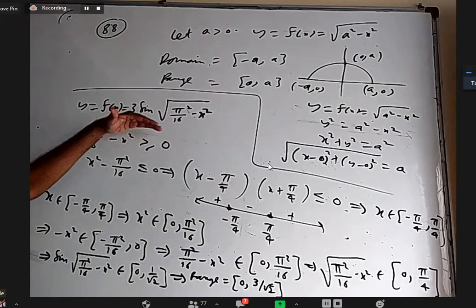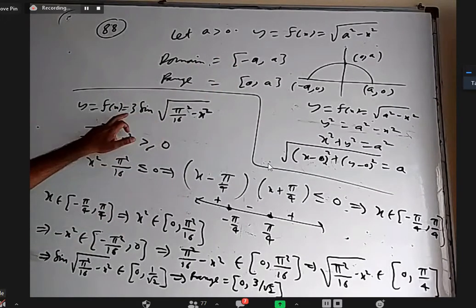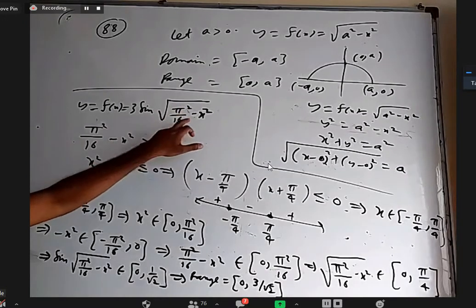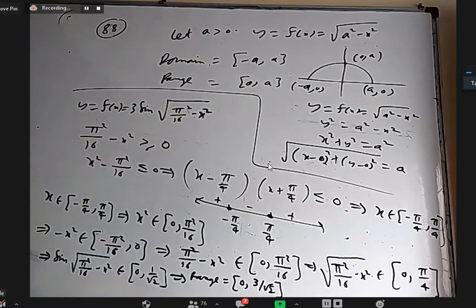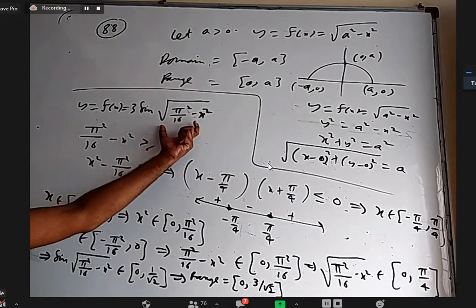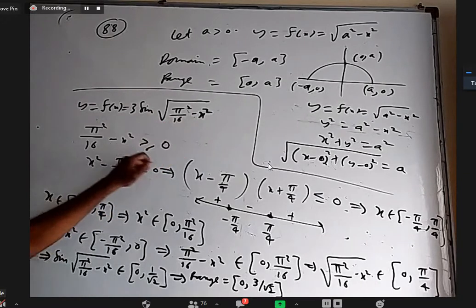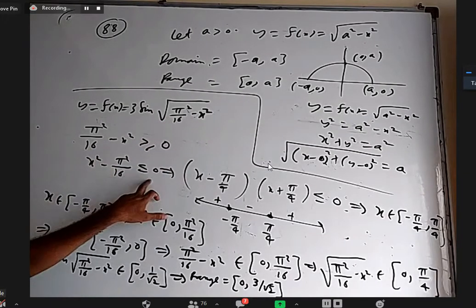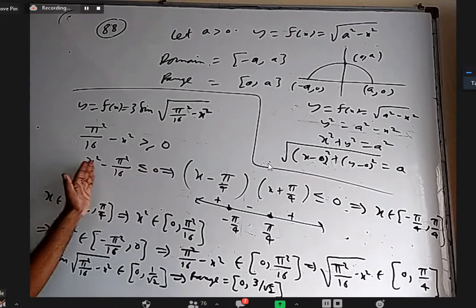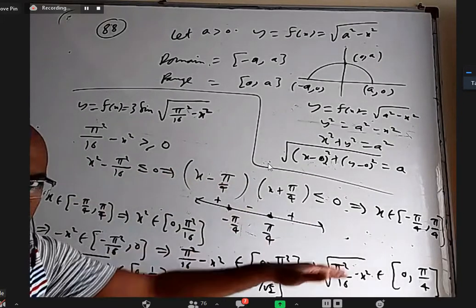Yes, sir. So coming to the present function, 3 sine root over pi square by 16 minus x square. First of all, for the domain, anything inside the square root should be greater than or equal to 0. I took this greater than or equal to 0, multiplied with minus, so it is less than or equal to 0. I wrote a square minus b square as a plus b into a minus b.